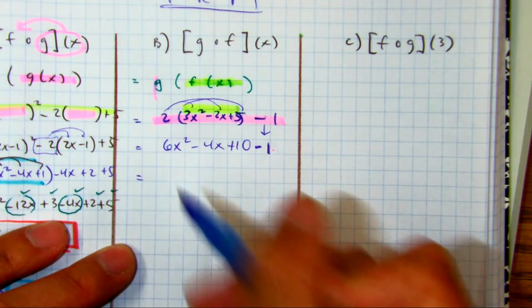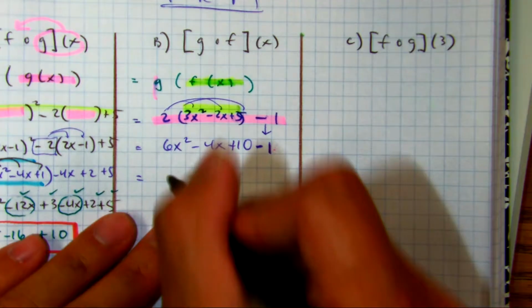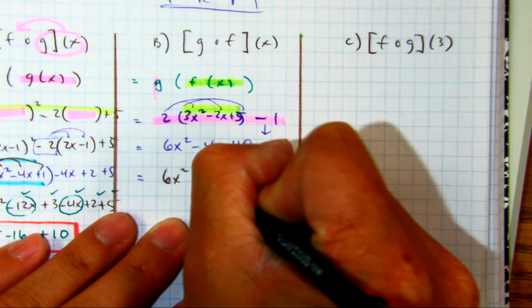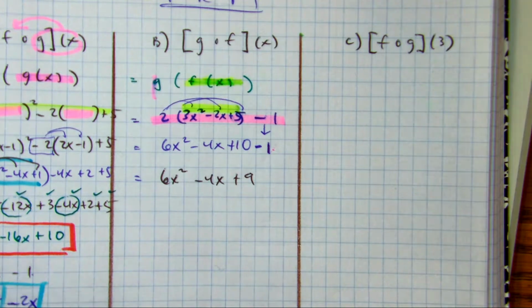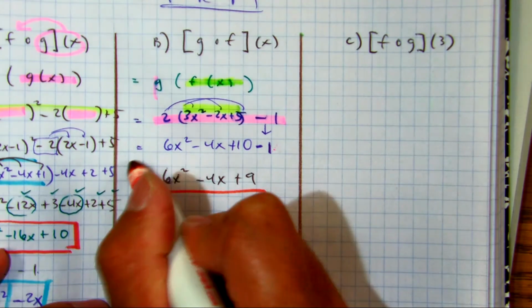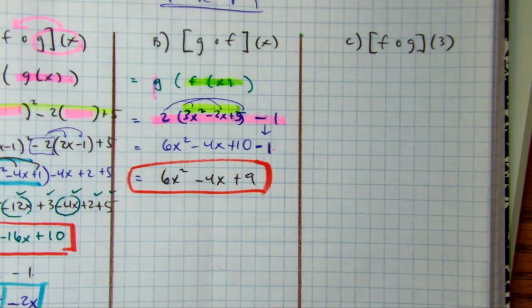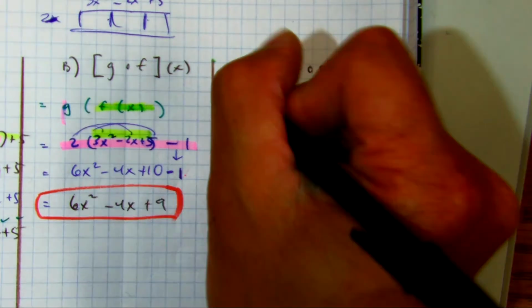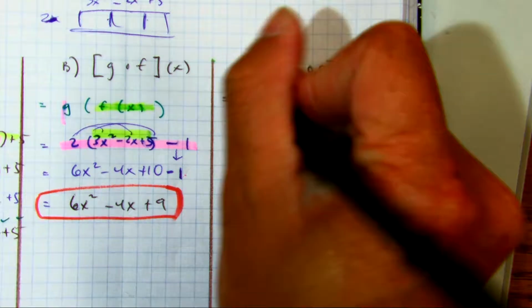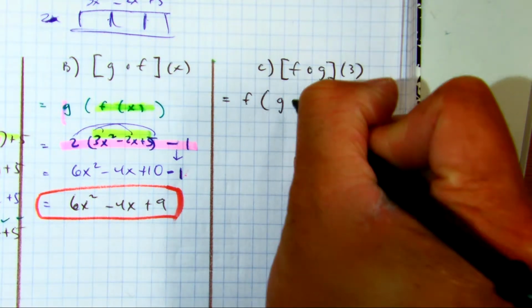Don't forget that. So just because you're distributing the 2, don't forget the negative 1. Boys, when you combine like terms, what do you get? Plus 9. Raise your hand if you got that. Good job. And the last one. Class, how do you write that student-friendly? F of g of 3 now.